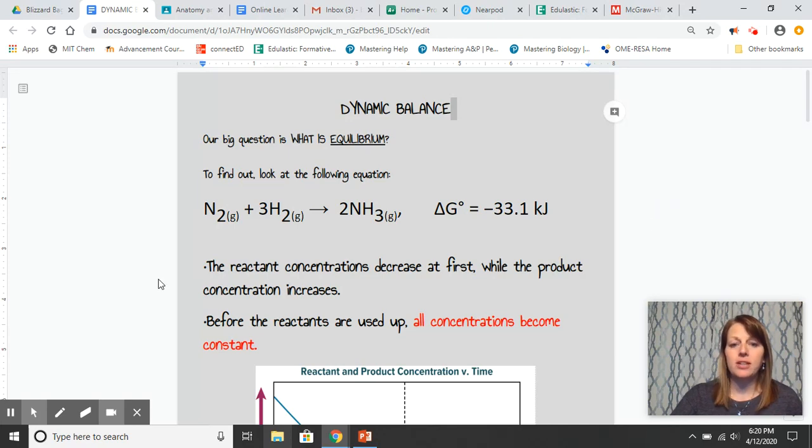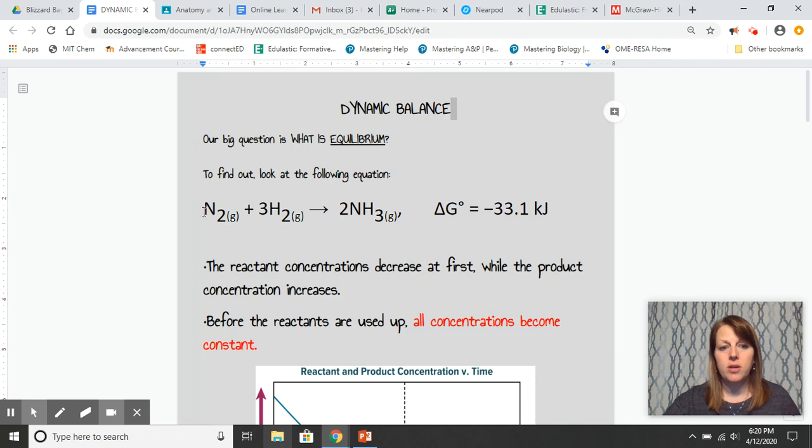And to find out, we're going to be looking at this equation throughout this section of notes. We've got N2, nitrogen, plus 3 hydrogens yields 2 ammonias. NH3 is ammonia. And this chemical reaction is done a lot in industry because a lot of different industries need ammonia to work. And one of those industries is agriculture. They need ammonia to help fertilize plants. So we are going to look at this reaction throughout.